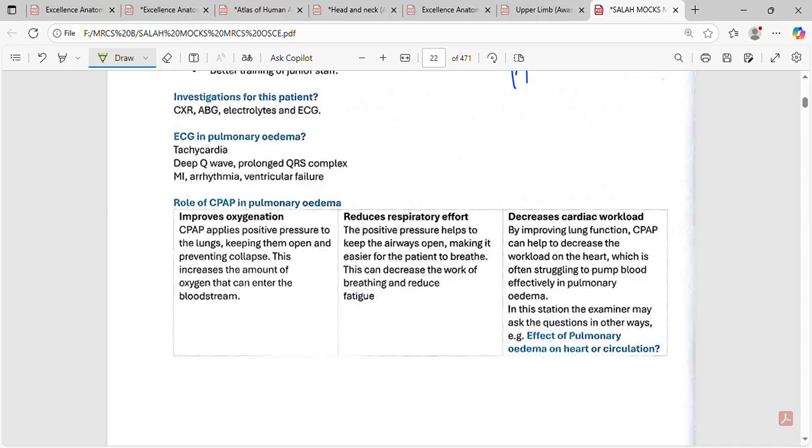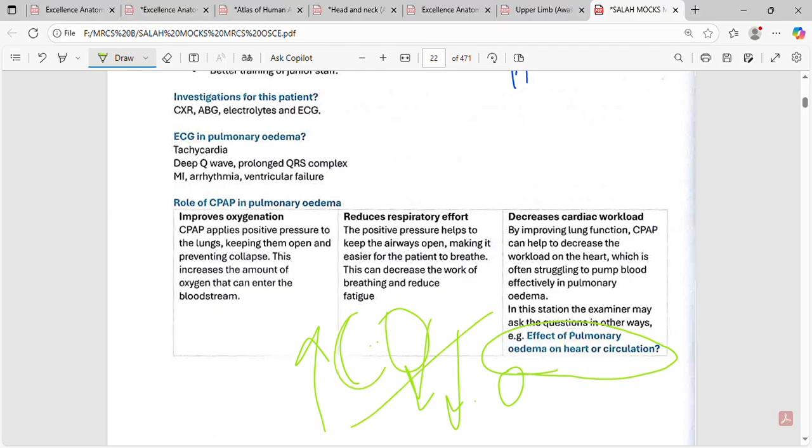In this station, the examiner may ask the questions in other ways. Effects of pulmonary edema on heart circulation. So you can say that when there is pulmonary edema, we will have less oxygenation of the hemoglobin, and so there will be tissue ischemia, or you can say tissue will desaturate, and so the heart will try more to pump to increase the cardiac output. So there will be a high workload on the heart.